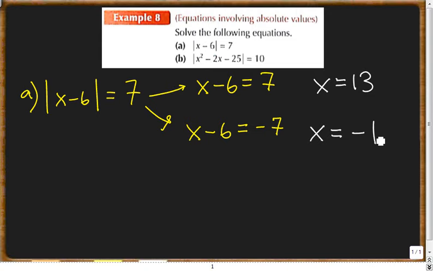Either of these numbers would give us an absolute value that equaled 7, because we would either get 13 minus 6, which would make 7, and its absolute value is 7, or we get negative 7, whose absolute value is 7.